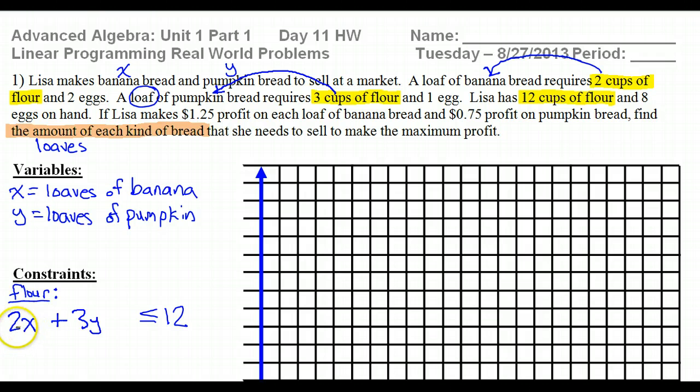Okay? Again, that's 2 cups of flour for every loaf of banana bread, plus 3 cups of flour for every loaf of pumpkin bread, and that has to be less than or equal to 12 because that's our total. So here I've highlighted the flour constraint all in yellow. So one constraint down.